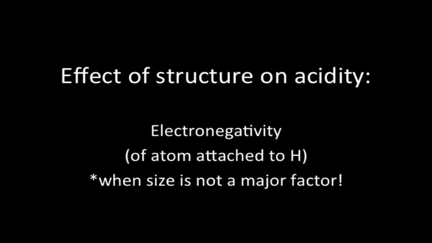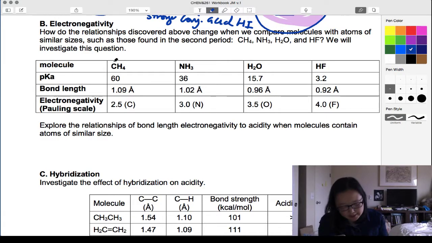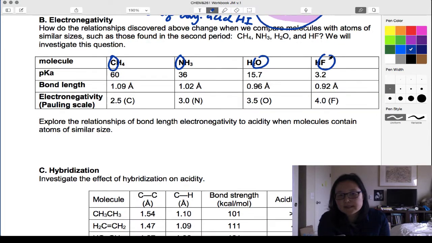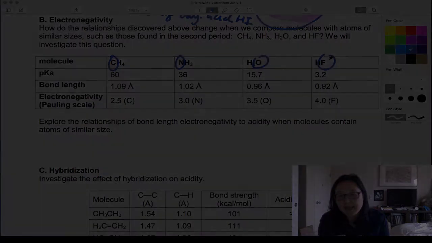So the next effect is to look at the electronegativity on the acidity. That is the electronegativity of the atom attached to the hydrogen. So C versus N versus O versus F. See, their electronegativity is really different. See if you can find a relationship between the electronegativity and the pKa.